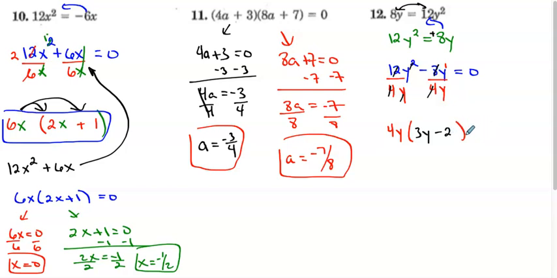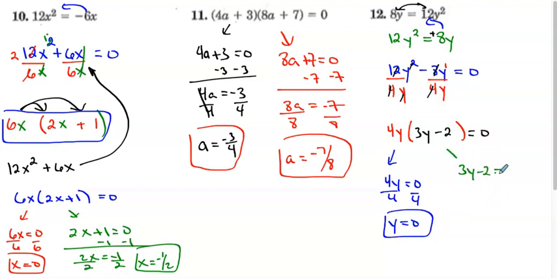So 4y times the quantity 3y minus 2 equals 0. Now this is in completely factored form, and now I take each factor and set them equal to 0. When does 4y equal 0? Well, you could just say, when y is equal to 0, 4y is equal to 0. And when does 3y minus 2 equal 0? Well, add 2 to both sides. 3y is equal to 2, divide by 3, divide by 3. y is equal to 2/3.